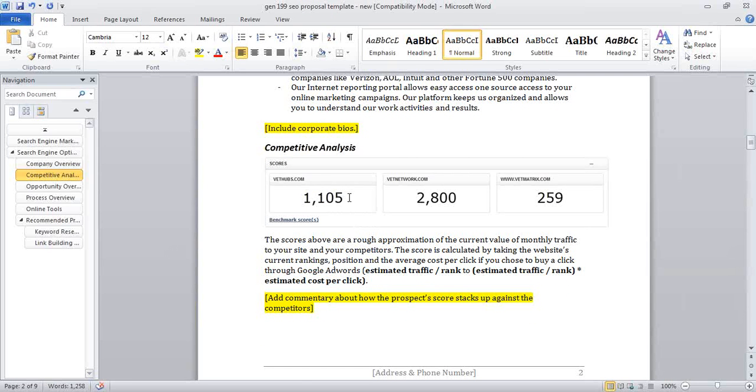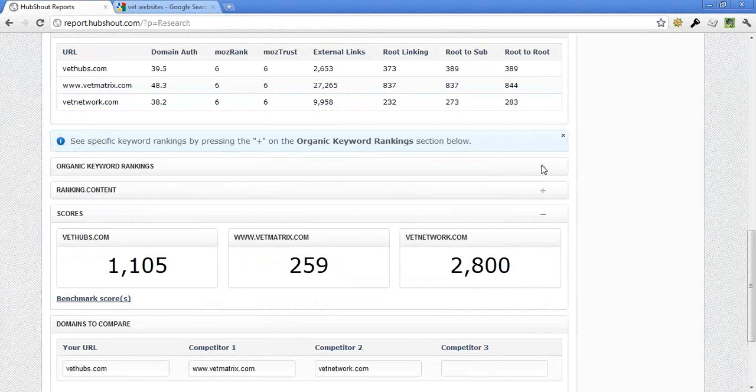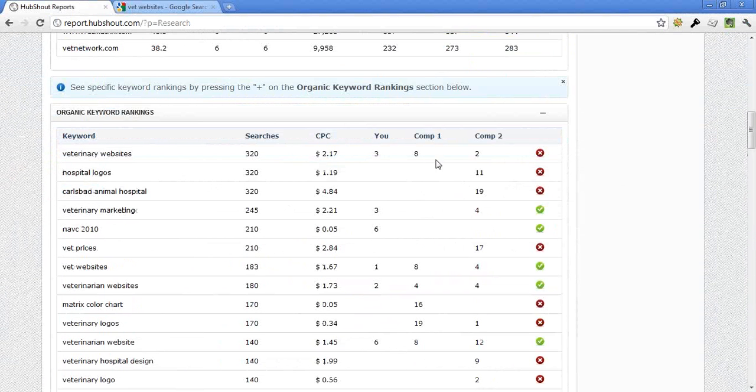In this case, what this is saying is that VetNetwork's traffic is worth roughly $2,800 a month. VetHubs is worth $1,105 a month, and VetMatrix is $259. So clearly, if I were the owner of VetHubs, I would look at this and say, well, what is VetNetwork doing that I'm not? Now, in this particular case, VetNetwork actually ranks on some keywords that maybe aren't as important to the business, but generally speaking, you can see how this works.